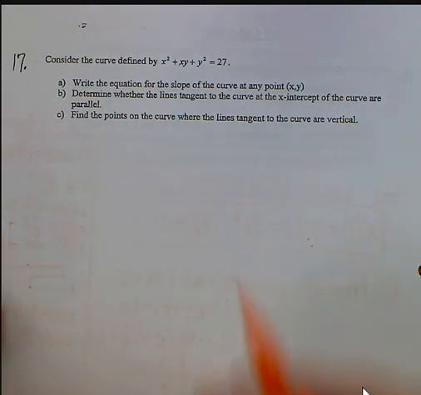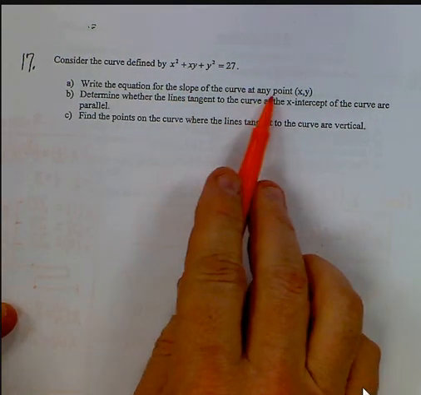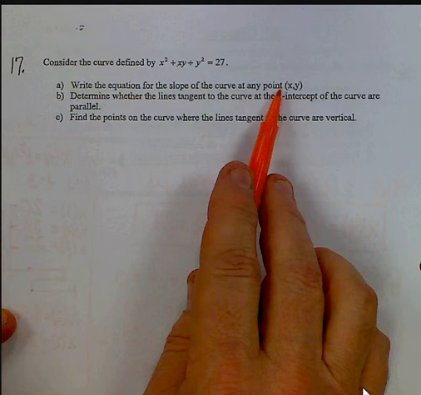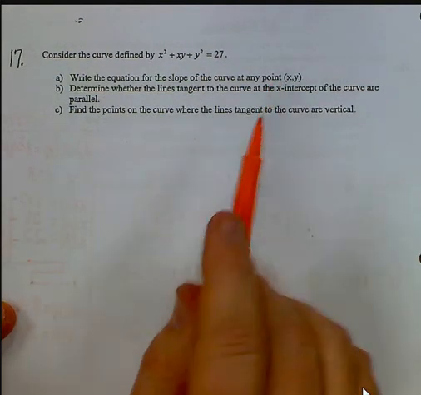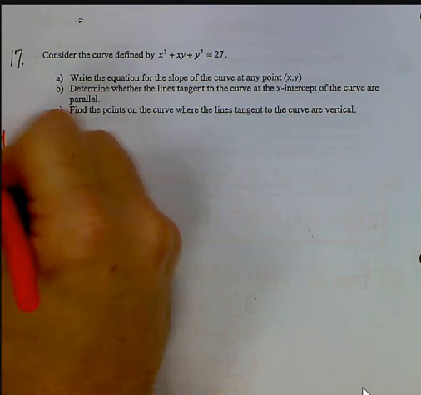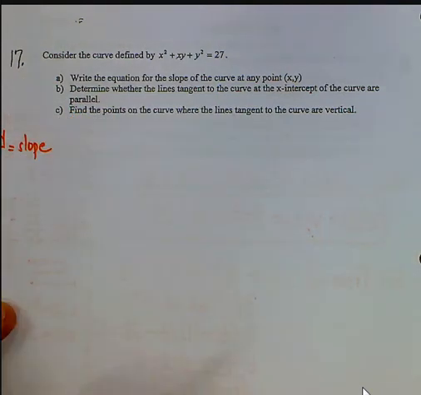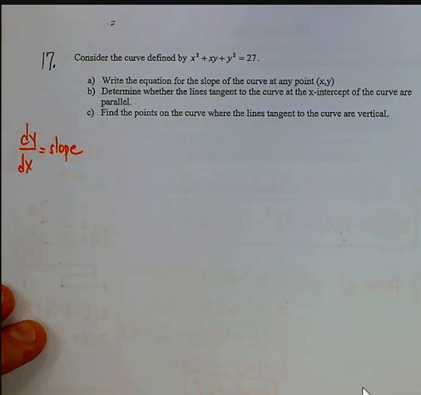All right, so question. Write the equation for the slope of the curve for any point x, y. So calculus, what are we going to want to solve for? We're going to want to take the derivative, but what are we trying to get by itself? Good. So my slope, dy/dx, is going to equal the slope. So my goal is to try to get dy/dx by itself.